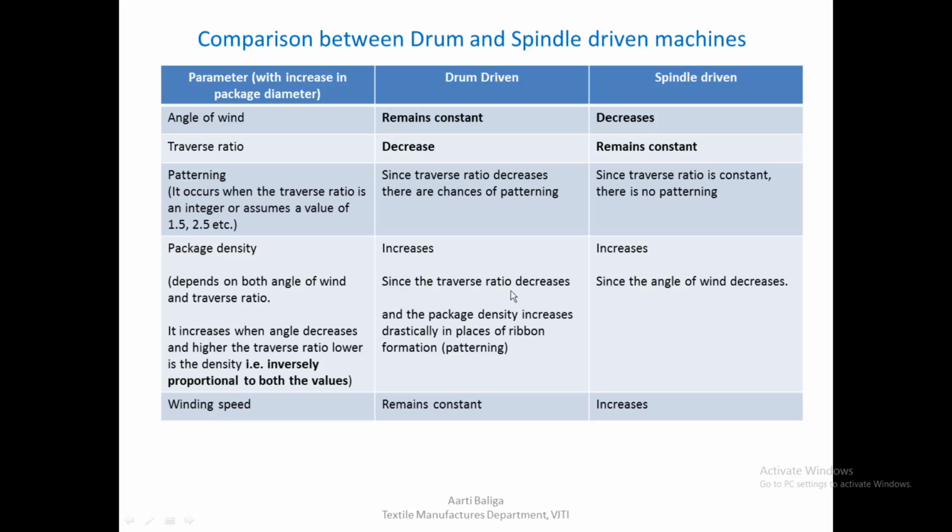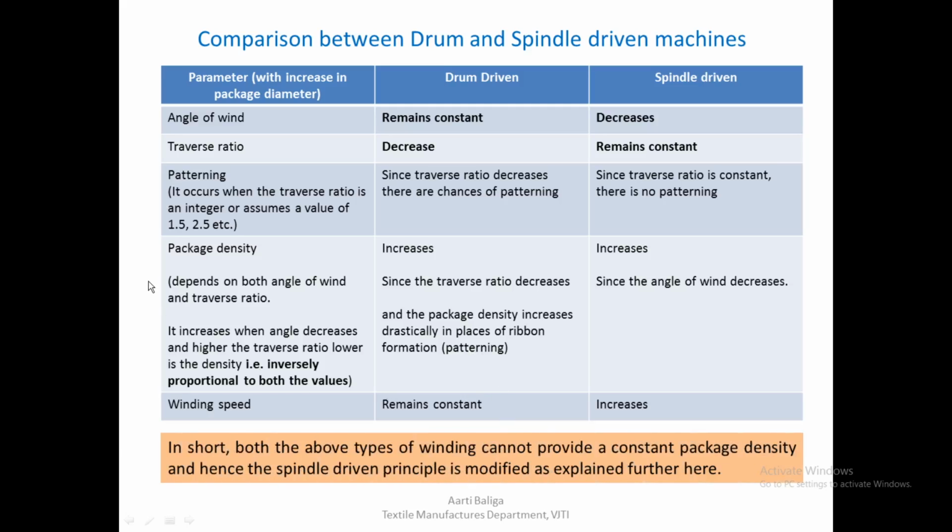Here it increases because traverse ratio decreases, and in the spindle driven it increases because the angle of wind has decreased. So it increases when the angle decreases, and higher the traverse ratio, lower is the density. That is inversely proportional to both the values. So in this case, we have seen package density would increase drastically in places of ribbon formation or patterning. What about winding speed? Winding speed remains constant, and in case of spindle driven, it increases.